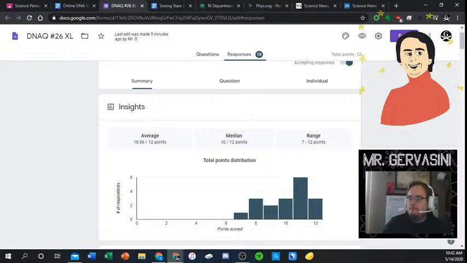I think the average is a 10 right now. Usually as more people take it, the averages go up. So the average right now is a B. That's good. The median is a B. That's good.